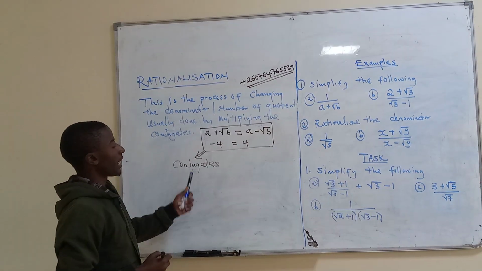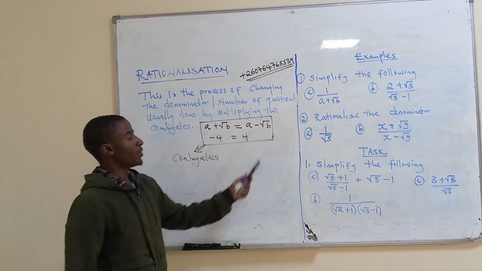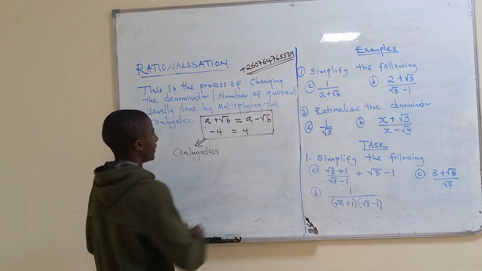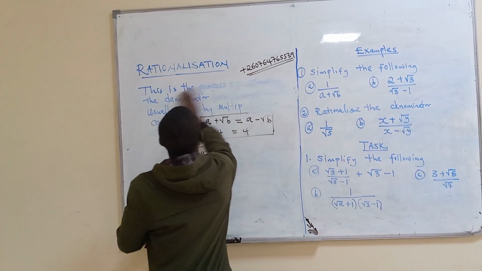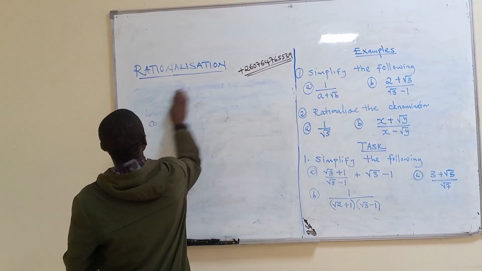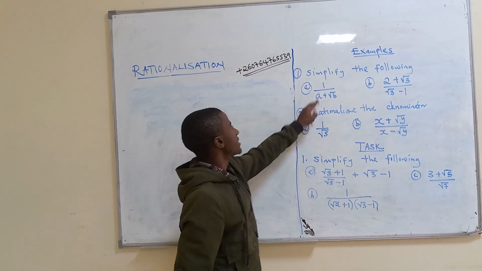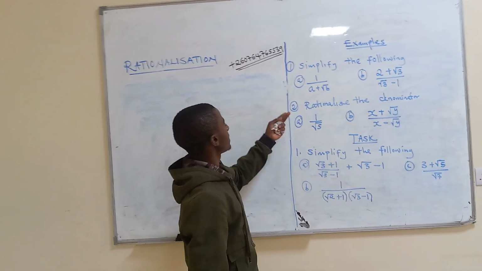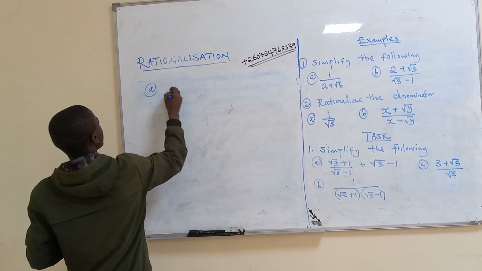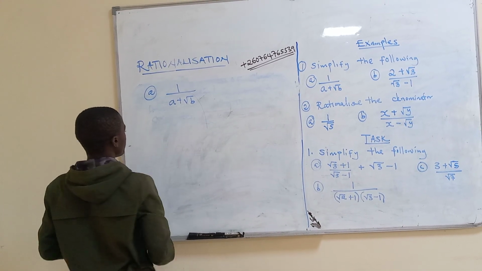Having understood from what I'm explaining, you are going to start solving the examples that you have on the board there. The first question says, simplify the following. That is A, we are having 1 over a plus square root of b.